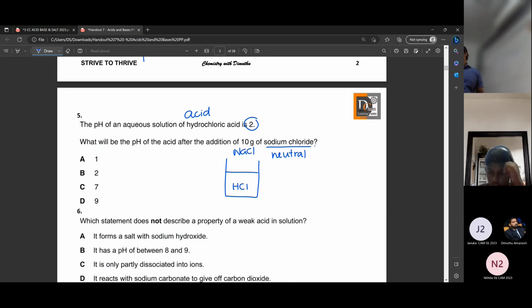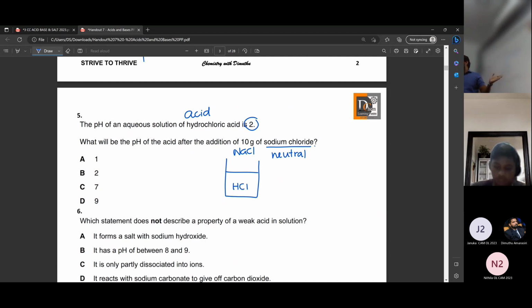Do they have a reaction? This is an acid. This is a neutral salt. Do they have a reaction? Don't they have a reaction? What do you think, whether they react or not? Another way to ask this. Right? No reaction.